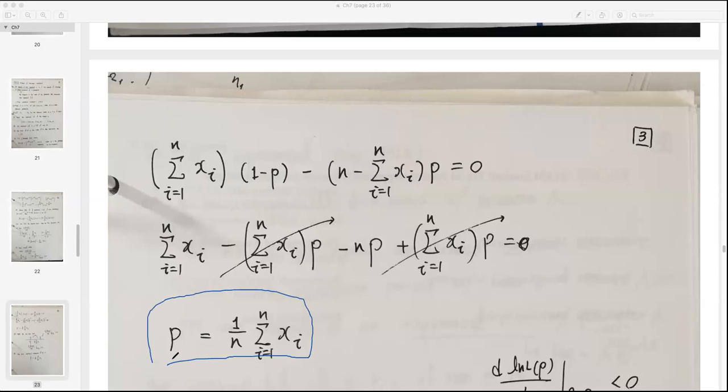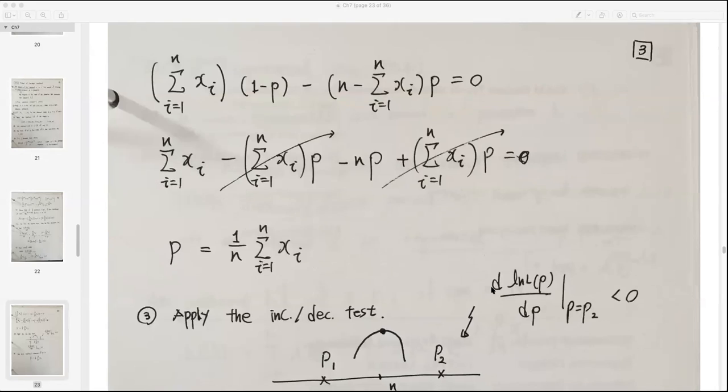See that here, 1 over n times sigma xi. This is nothing but what? A simple mean, right? So the maximum likelihood estimator of p is actually the simple mean.